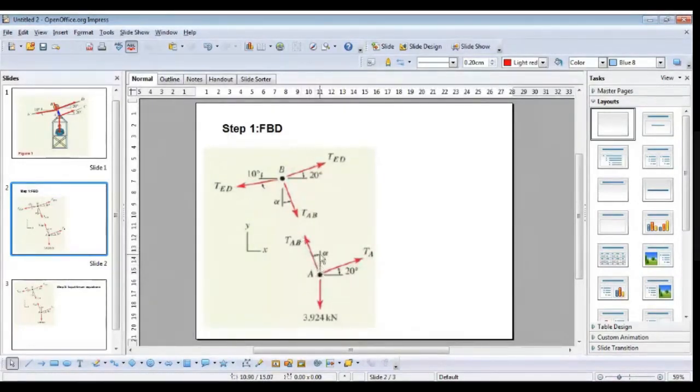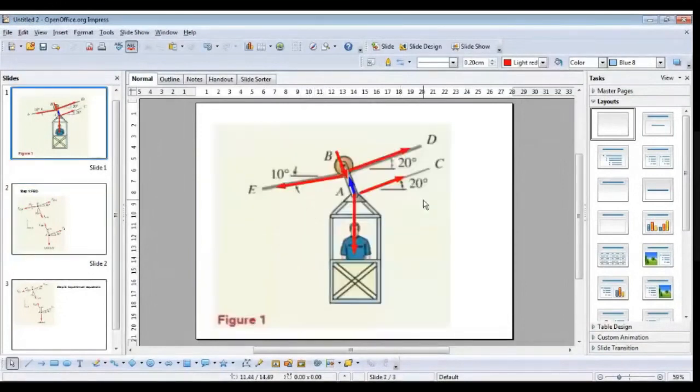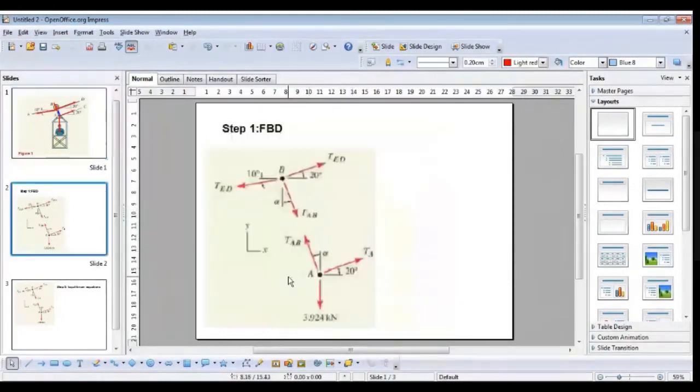So let's say it makes an angle of alpha with the vertical, and the member AC makes an angle of 20 degrees with the horizontal. The weight is also given to us in the problem. It is said that the total weight of this cable car plus the man is 400 kilogram. Multiply it with the acceleration due to gravity, and you will get the total force due to the weight, which is acting downwards. So 400 times 9.8, you will get 3924 newton force. Or in terms of kilonewton, I can write it down, 3.924 kilonewton.